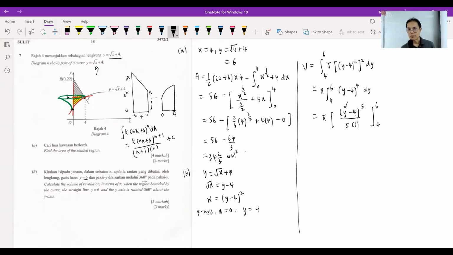Lower limit 4, upper limit 6. Take out pi over 5, right? Put 6 inside. 6 minus 4 power 5, minus 4 minus 4 power 5. Okay, 6 minus 4 is 2. 2 power 5 is 32. The other one is 0. 32 divided by 5 is 6 and 2/5. You can leave it in mixed number or improper fraction, and the unit is unit cube.